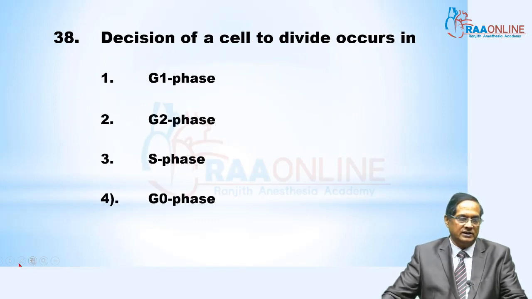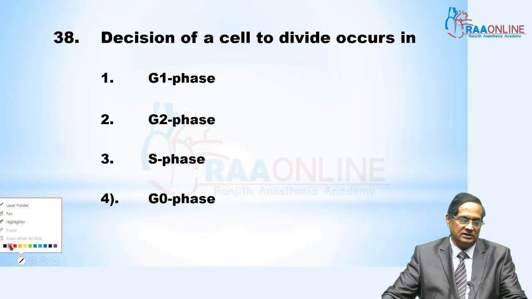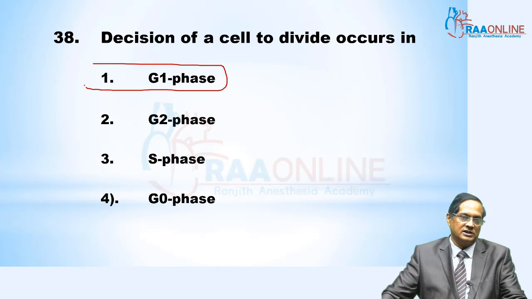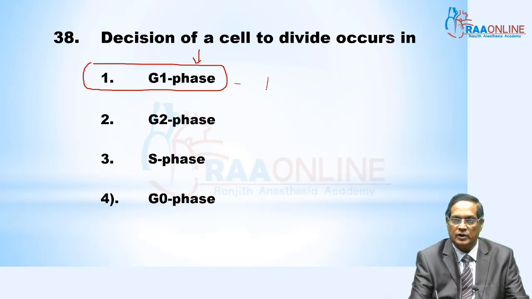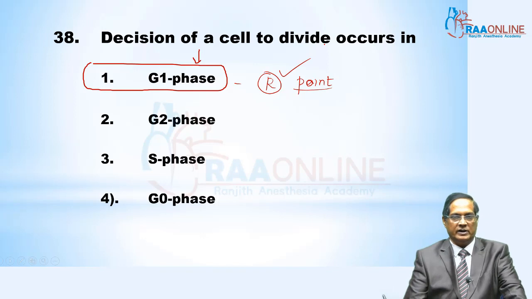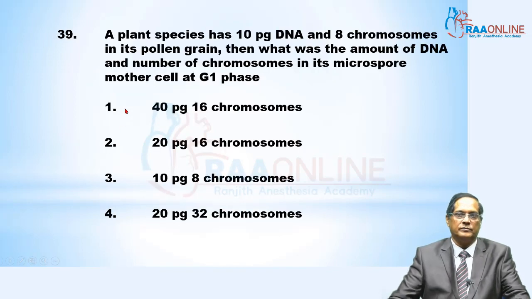The decision for cell division is made in G1 stage. The clear answer is G1, when the cell crosses its first checkpoint, the R point, which is the major checkpoint in G1. If the cell crosses it, then the cell will definitely divide. So the decision of cell division occurs in G1 phase.